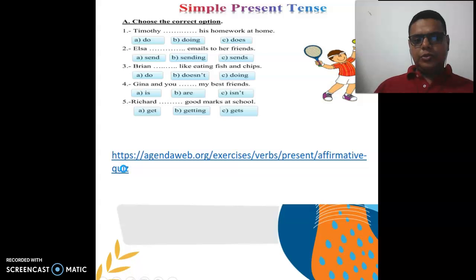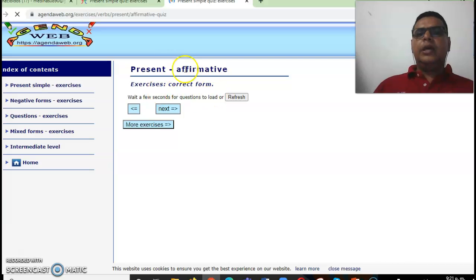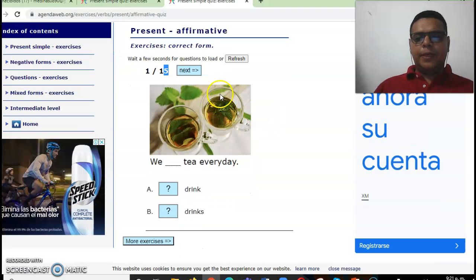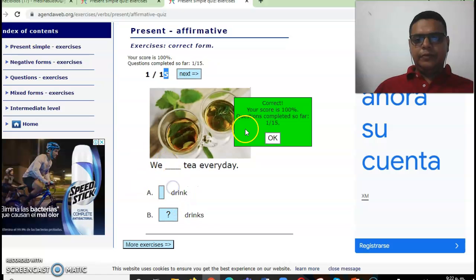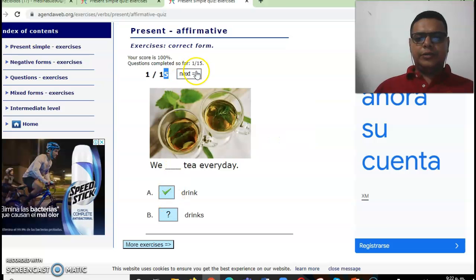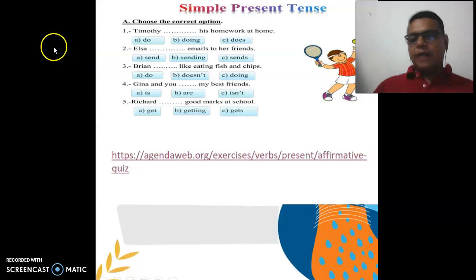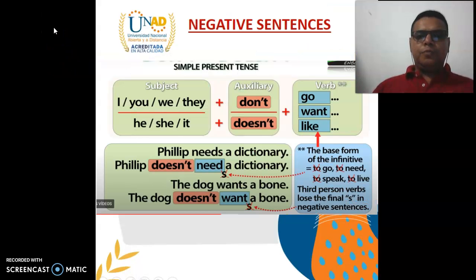Let me show you. I'm going to click on this link, and here they're going to have some exercises. Look, here they will choose A or B. And look, here it shows the correct answer. And also after that, I will explain negative sentences in simple present, the general structure, in this case the auxiliary don't or doesn't, plus a normal verb.